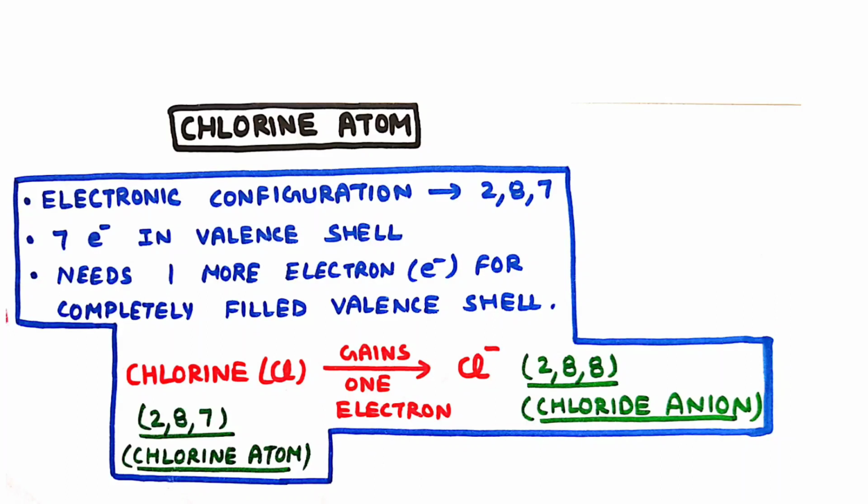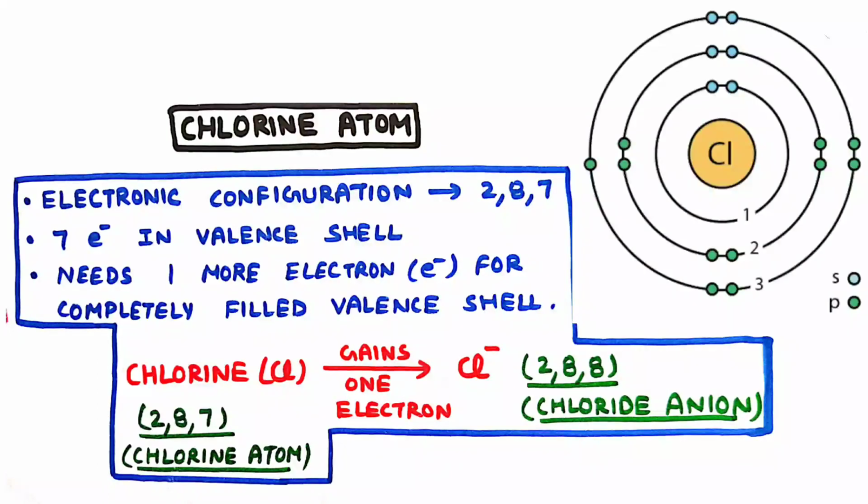Similarly, the chlorine atom has an electronic configuration of 2, 8, 7. So it has 7 electrons in its valence shell and it needs 1 more electron for a completely filled valence shell. Now when it gains 1 electron, it gets a negative charge of minus 1. Therefore, it gets converted into a chloride anion, or a chloride negatively charged ion.